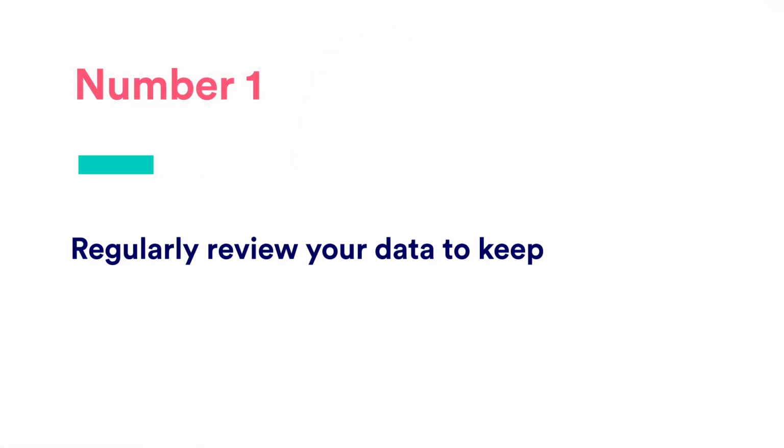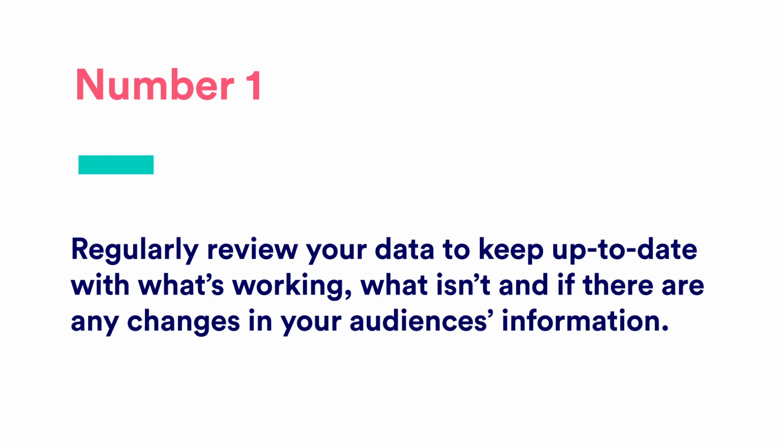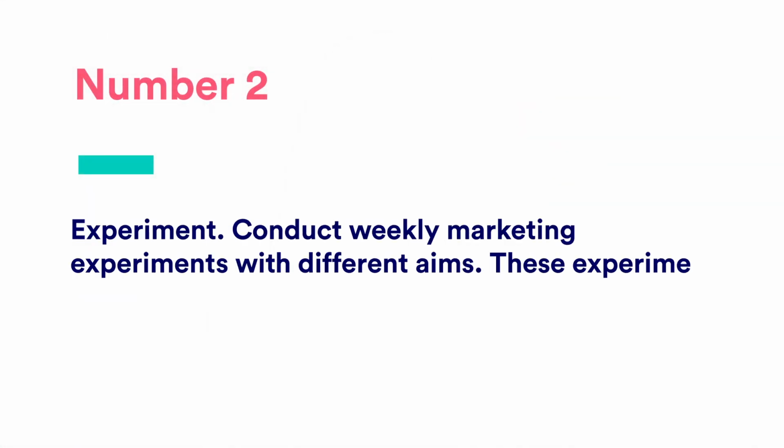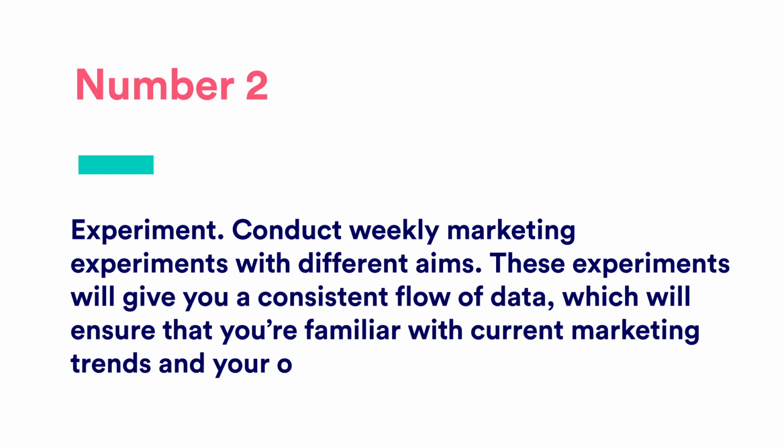So let's go over 3 key takeaways. Number 1, regularly review your data to keep up to date with what's working, what isn't, and if there are any changes in your audience's information. Number 2, experiment. Conduct weekly marketing experiments with different aims. These experiments will give you a consistent flow of data, which will ensure that you're familiar with current marketing trends and your own brand's performance.